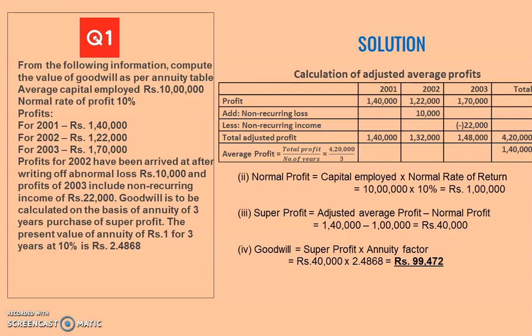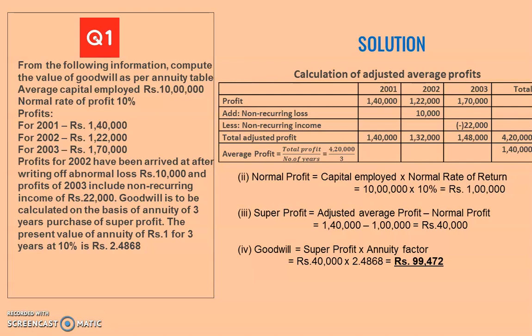In the year 2003, it includes non-recurring income of 22,000. So that 1,70,000 is inclusive of non-recurring income, and it is to be adjusted. It is to be deducted from 1,70,000 to get the correct profit. Goodwill is to be calculated on the basis of an annuity of 3 years purchase of super profit. The present value of annuity of rupees 1 for 3 years at the rate of 10% is rupees 2.4868. So with this information, we will see how the problem is to be solved.